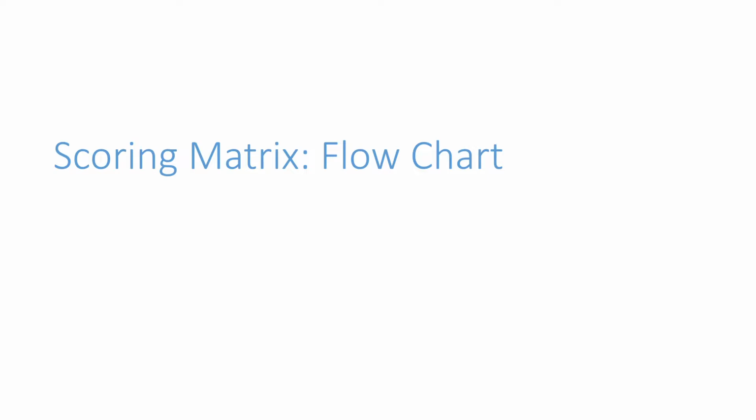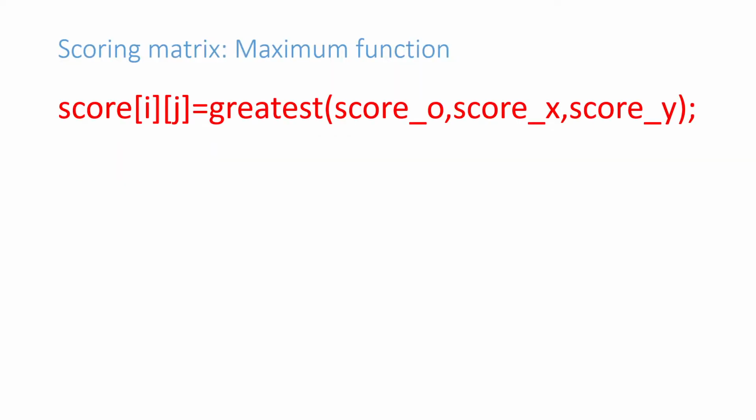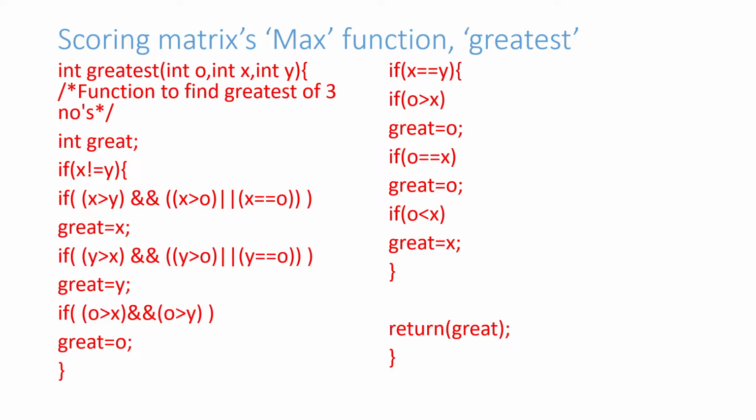We take the greatest of the three scores, and here is the flowchart. Finally, after applying the greatest function, we obtain the score of the present cell. So here is the greatest function, which takes the greatest of the three scores.